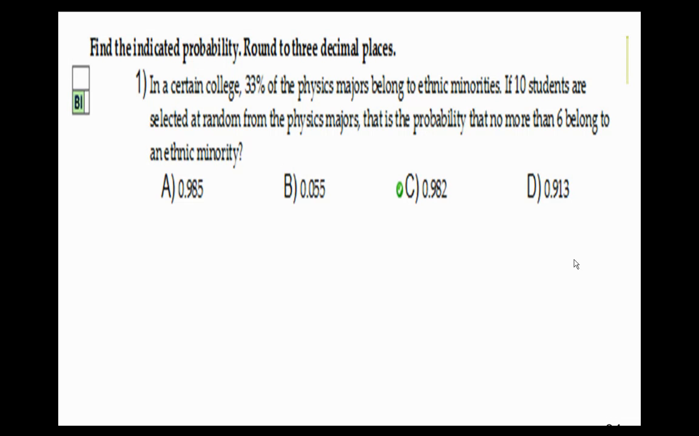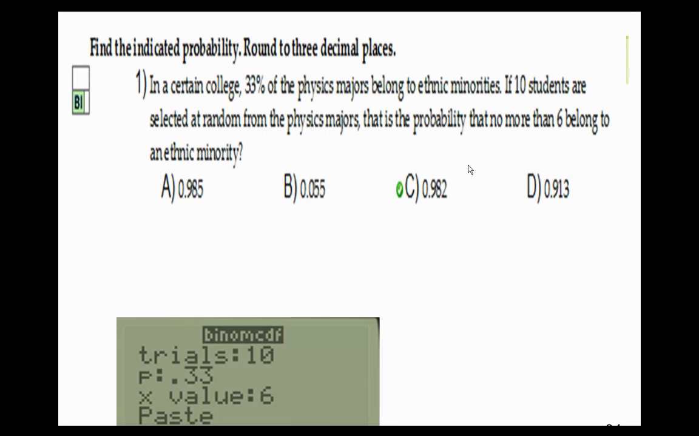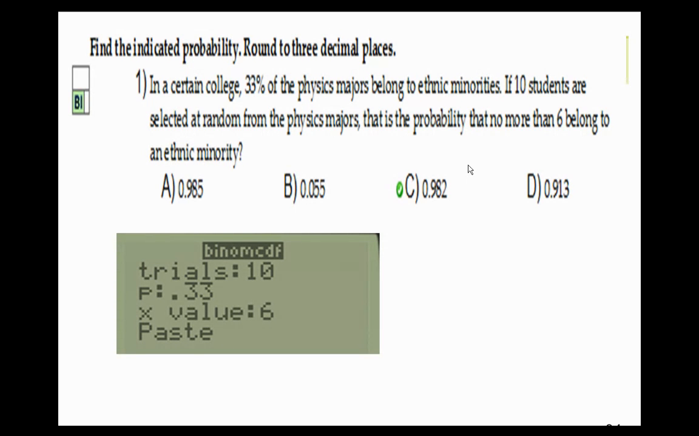Certain college, 33% of the physics majors are not minorities. If 10 students are selected at random, what's the probability that no more than 6? There's a great slide at the very end that talks about different ways to take an English phrase like no more than 6 and translate that into a mathematical phrase. No more than 6 means, hey, 0, 1, 2, 3, 4, 5, and 6 is good. 7, 8, 9, and 10 are not good. No more than 6 means from 0 to 6, including 6.